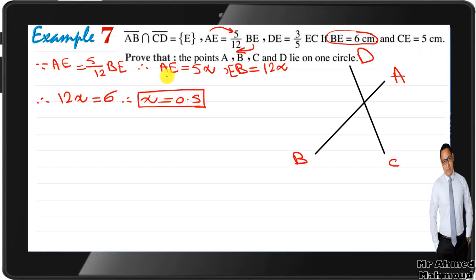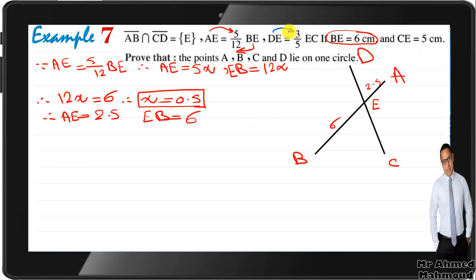Okay, now x equals 0.5. So AE equals 5 times 0.5 equals 2.5, and EB equals 12 times 0.5 equals 6. Now BE equals 6 and AE equals 2.5.